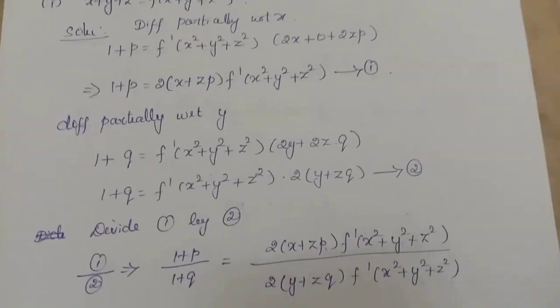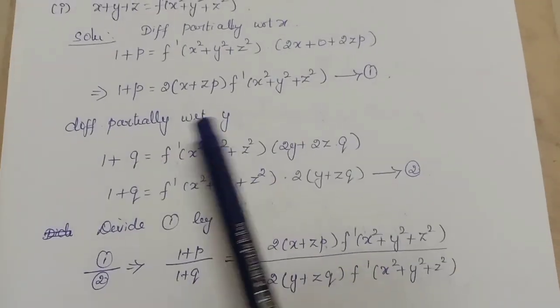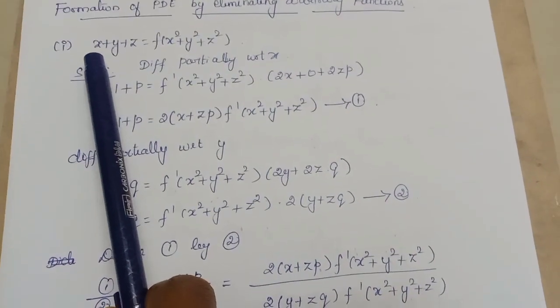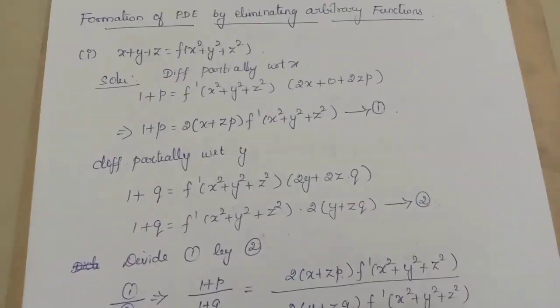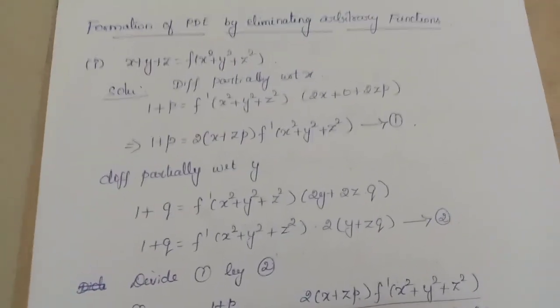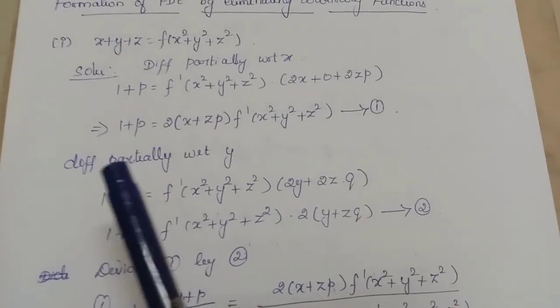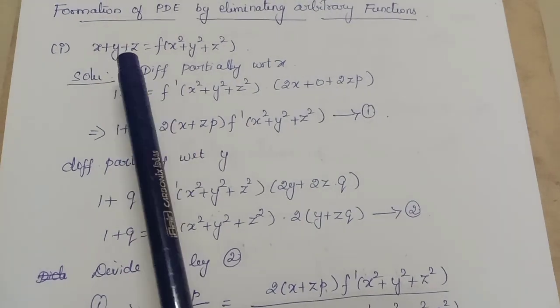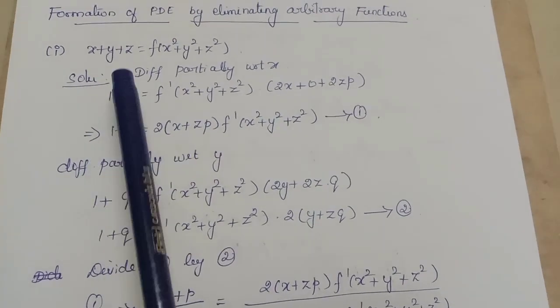X. Next, differentiate partially with respect to y. So what will you get? 1 plus q. When you differentiate with respect to y, x will become 0, so y will become 1, giving 1 plus q. Why am I putting q here? Because dou z by dou y, that's q.